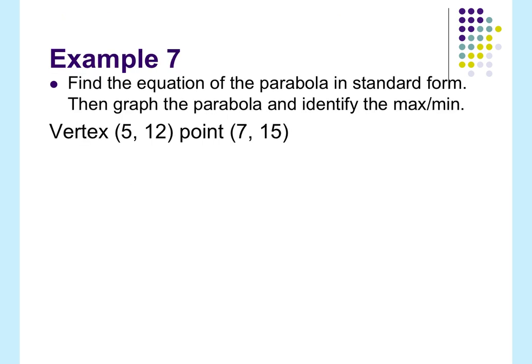All right, and they'll look like this. Find the equation of the parabola in standard form, then graph the parabola and identify the max and min. Make sure you identify which one's the vertex and which one's the point, because if you switch those up, it messes it up, okay? The vertex is your h, k, the point is your x, y. So y equals a times (x minus h) squared plus k. Write it as many times as you need to till it's stuck in your brain.